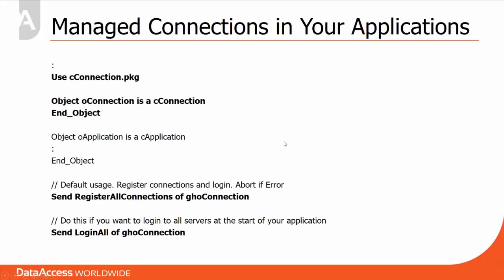How do you then use managed connections in your application? Well, it's pretty simple. You use the new connection package, you declare a connection object, and of course, the connection object is going to consume all those connection IDs wherever they live, however you decide to do it. You register all your connections and you log in. You send login all so that everything can be available to your application.